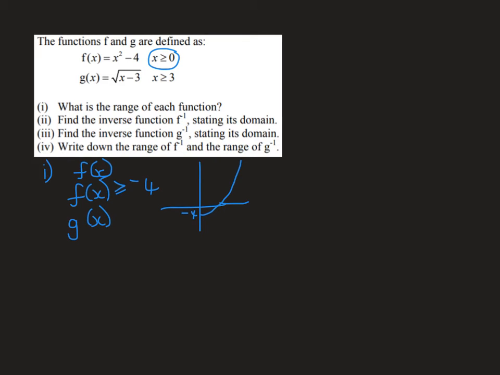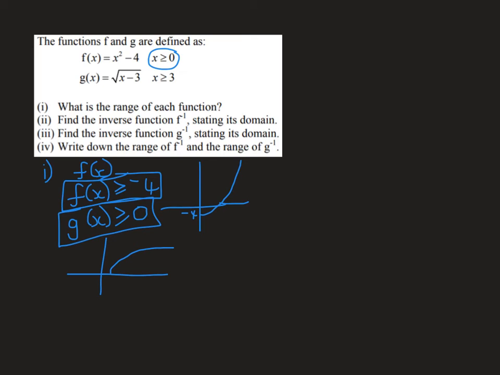For g of x, again, this graph is going to look something along these lines. So g of x, the range, the lowest that's going to possibly be, the lowest square root I'd ever have would be 0. So it's going to always be greater than or equal to 0. So those are our two ranges. That's the range for f of x, that is the range for g of x. Right, let's answer these next two questions.